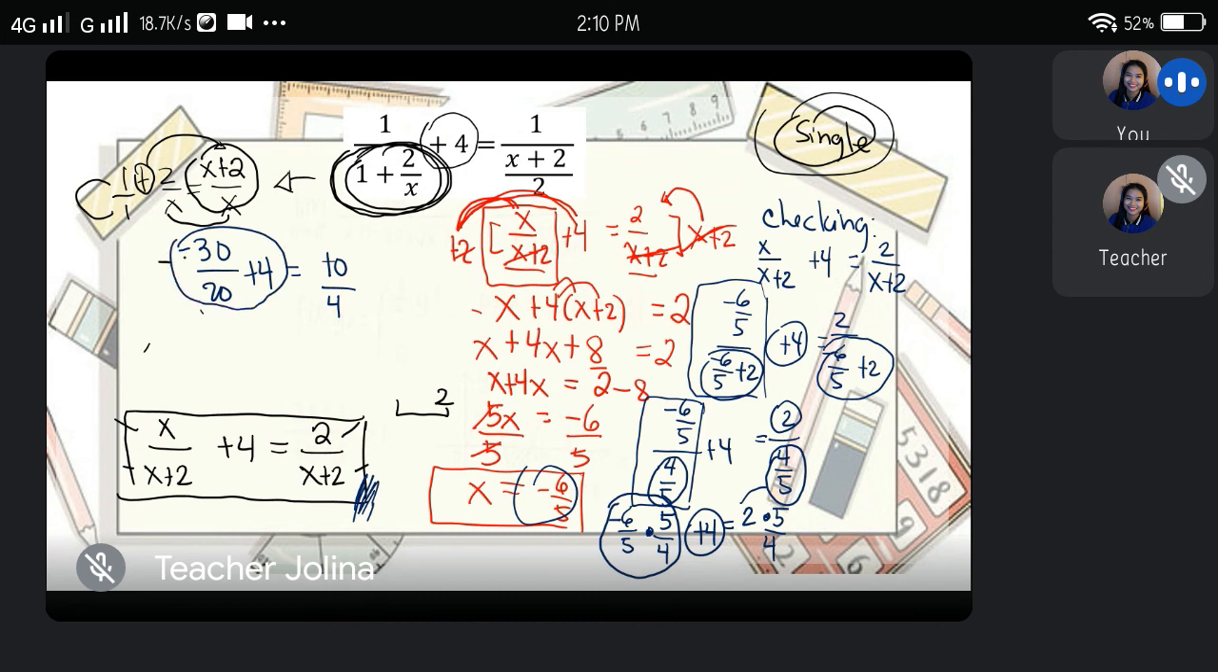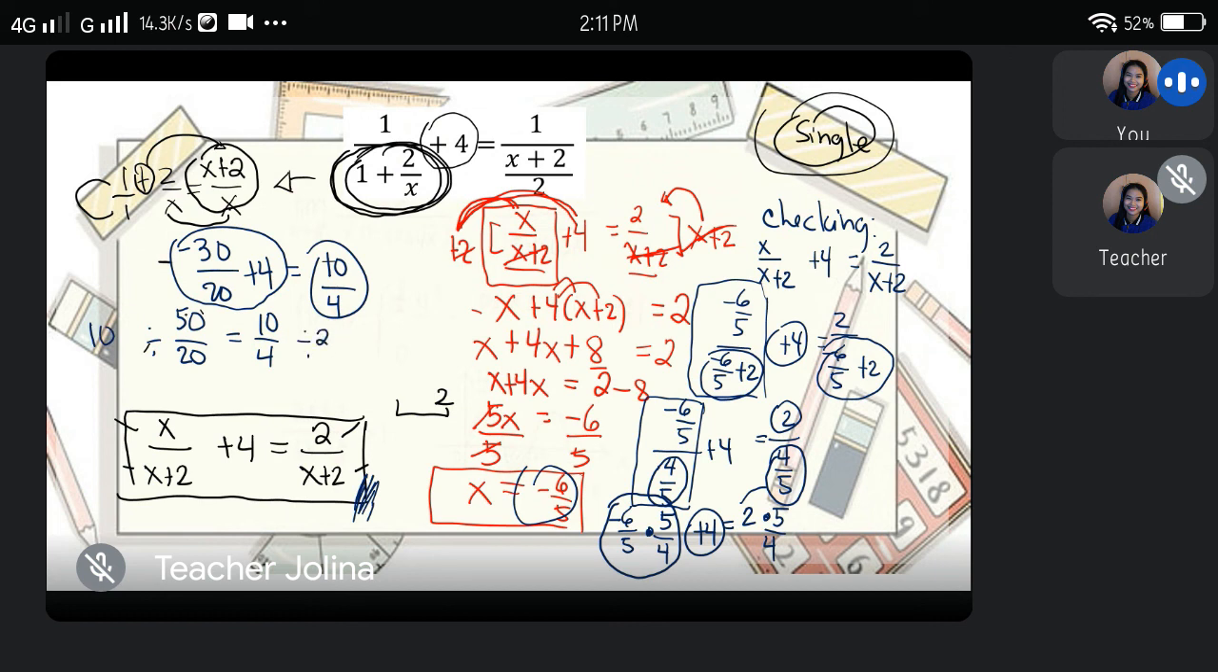Pero i-combine muna, di ba? So, negative 30 over 20 plus 4, that is 50 over 20. So, you can check your calculator to double check, di ba? So, negative 30 over 20 plus 4 is equal to 50 over 20 equals to 10 over 4. Okay? Again, meron pa po silang lowest term kasi si 50 at saka si 20 divisible by 10. Ito naman pong si 10 at saka 4 divisible pareha sila by 2.